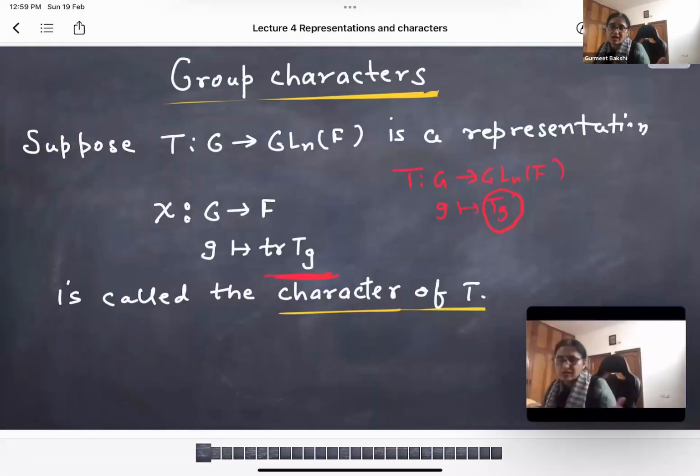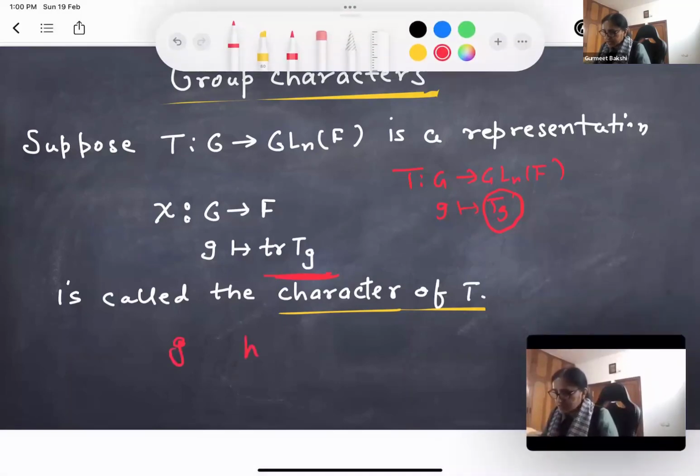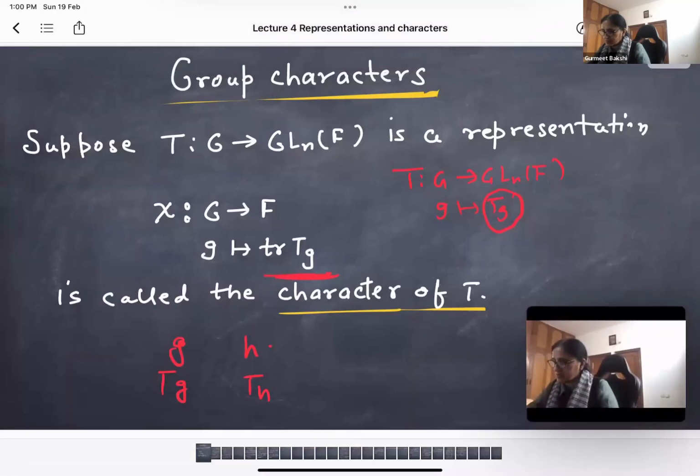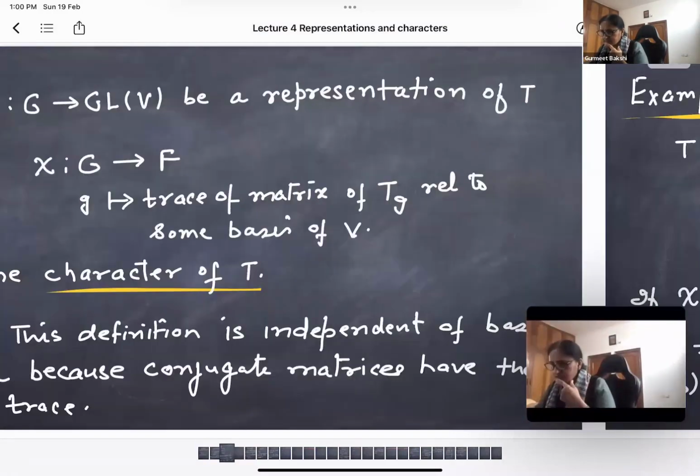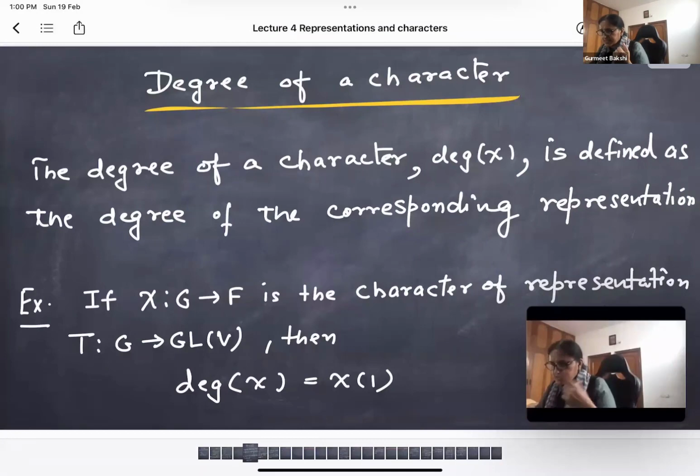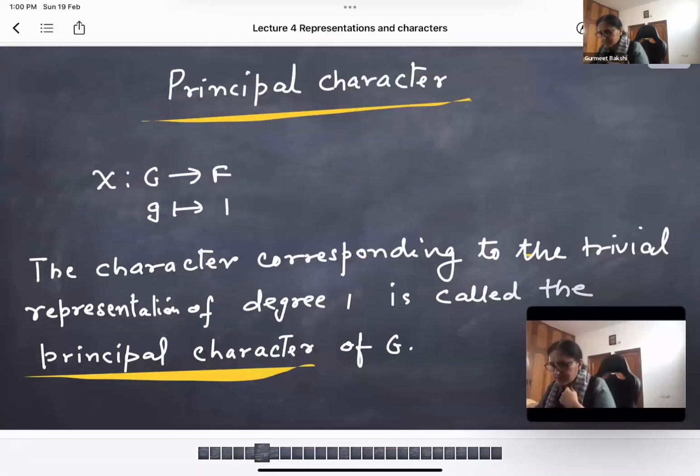Characters are constant on conjugacy classes, because if I take g and h which are conjugate, then T_g and T_h are similar matrices, and similar matrices have the same trace. Therefore characters are constant on the conjugacy classes of the group, and so you just need to compute characters on representatives of conjugacy classes. The trivial character of degree 1 is called the principal character.